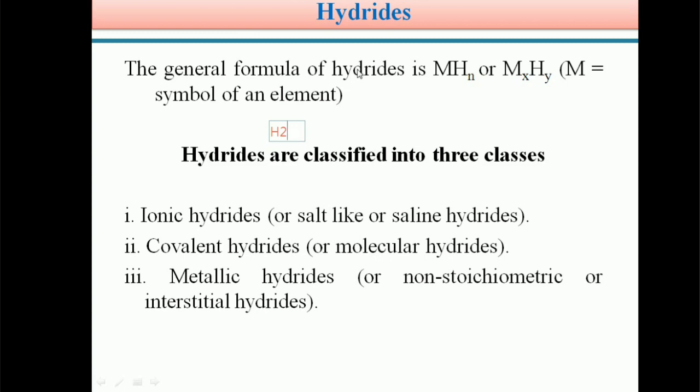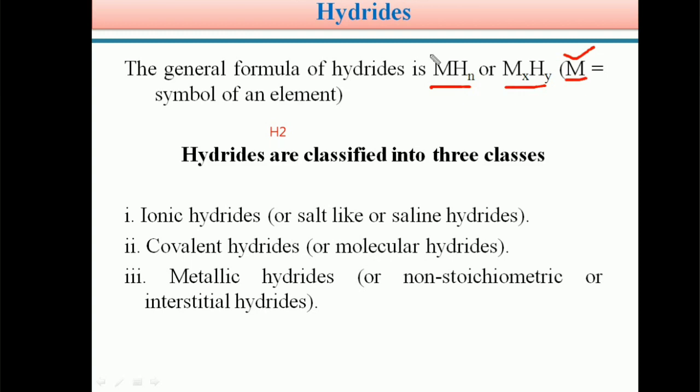So in detail about these hydrides we can see. The general formula of hydrides is MHn or MxHy. Here M represents the symbol of an element. It may be sodium, calcium, or magnesium. So like that, M represents the element.